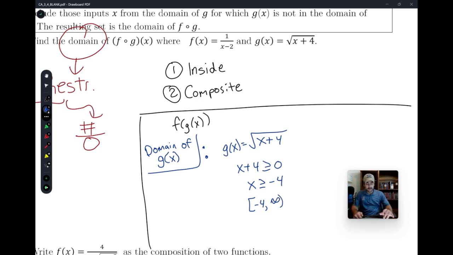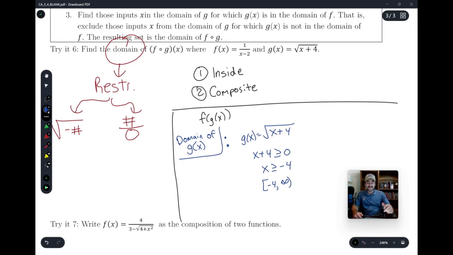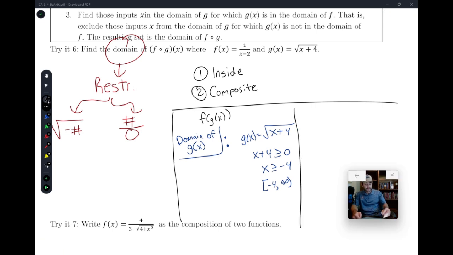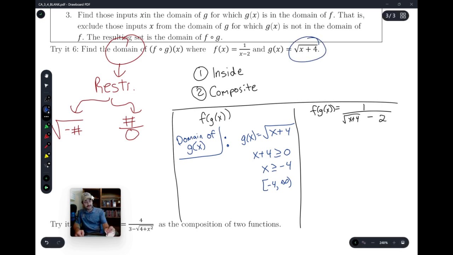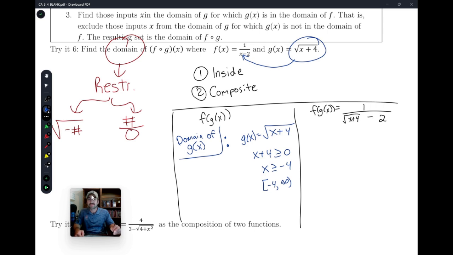Okay, so we found the domain of the inside function. Now let's find the domain of the composite function itself. In order to do this, we're probably going to need to find that composite function. And so we're going to find f of g of x by plugging in g of x into f of x, which is 1 over root x plus 4 minus 2. What we did is we took g of x and we plugged it into f of x because it's like a function inside of a function. And now we need to find the domain of that.